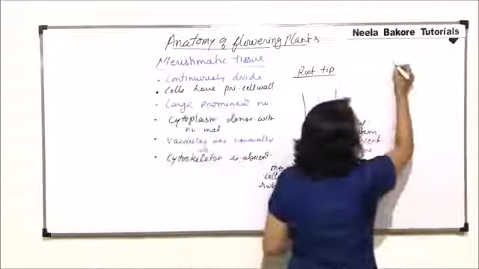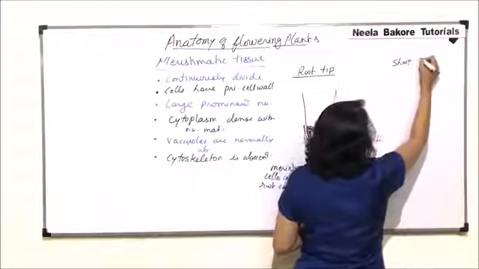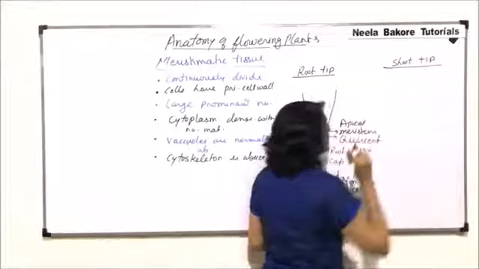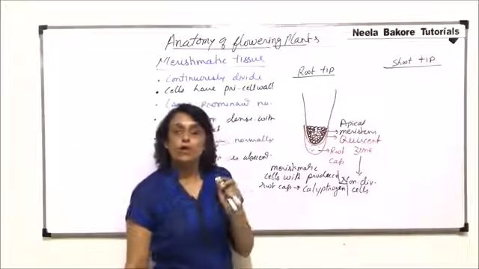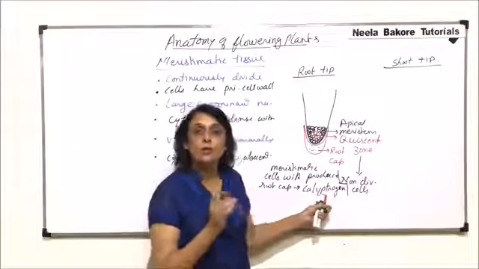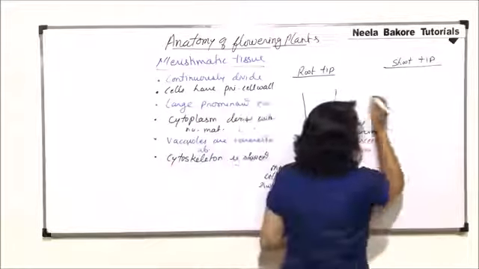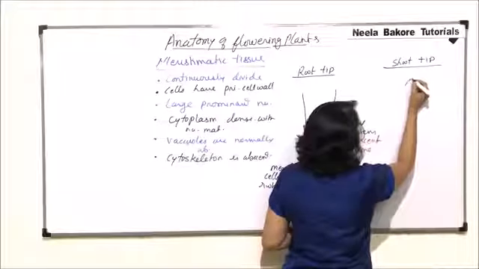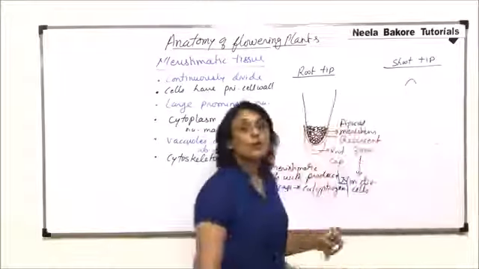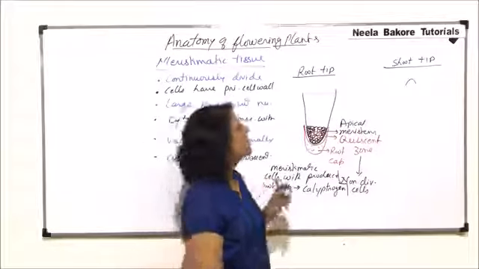Now in case of shoot tip, how is this shoot formed, or the plumule which is giving rise to the stem formed? What happens is, suppose this is the plumule which is going to give rise to the complete stem structure.